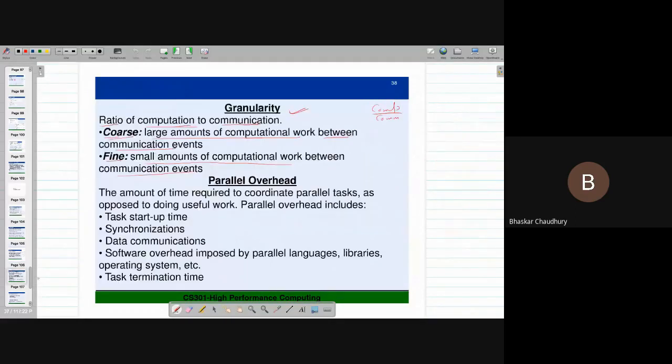Okay, so this part is clear, this concept of granularity. What is granularity? All of you, this part is clear? Yes, sir. Okay.